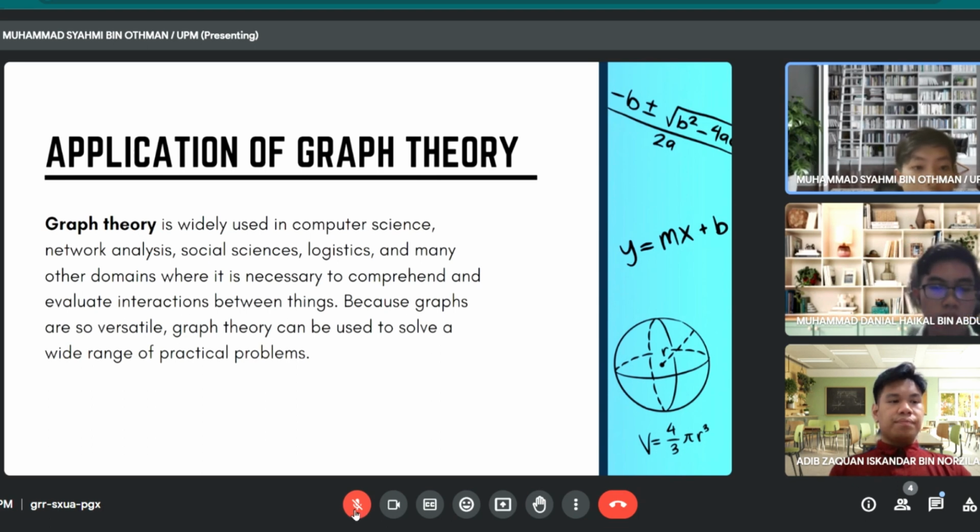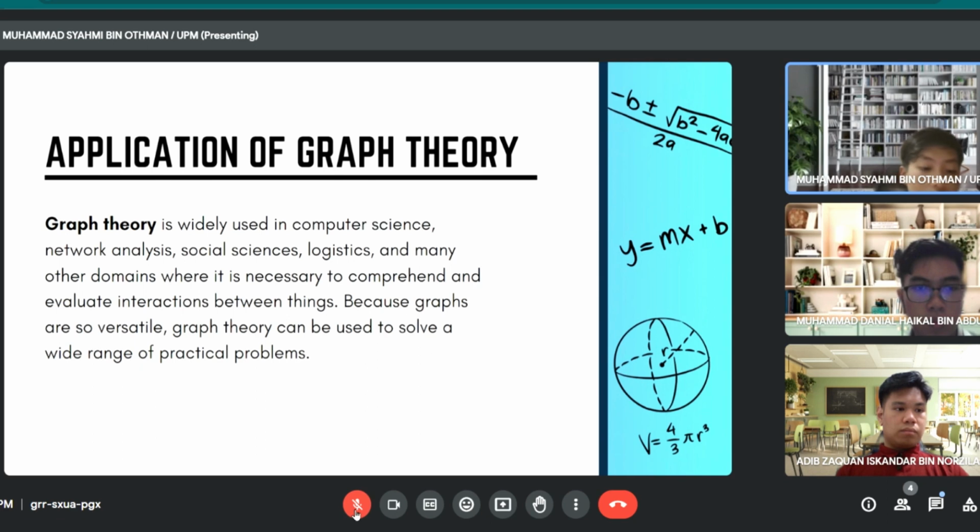So basically, graph theory is widely used in computer science, network analysis, and social science. Also, many other domains where it is necessary to comprehend and evaluate interactions between things. Because graphs are so versatile, graph theory can be used to solve a wide range of practical problems.